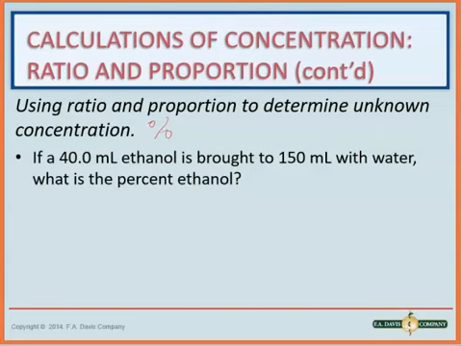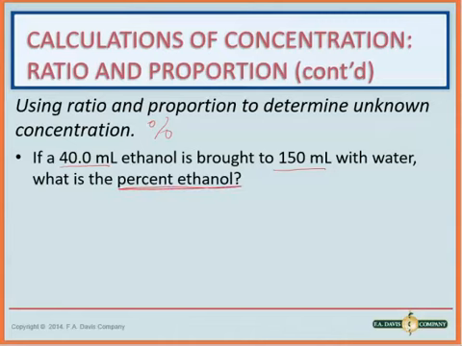We've got to use the information given in order to set up the ratio and proportion. What ratio is equal to the other ratio? So let's look at what's given. We're given 40 ml is brought up to 150 total milliliters with water, and they're wanting to know the percentage. The percentage is the unknown.